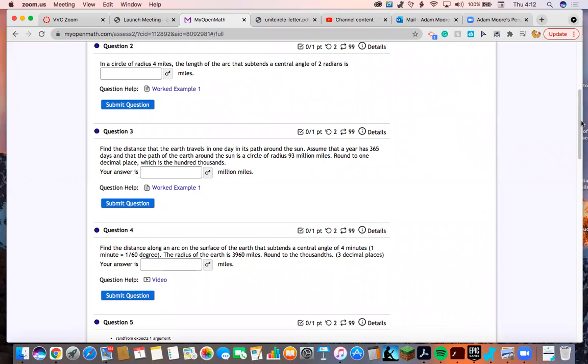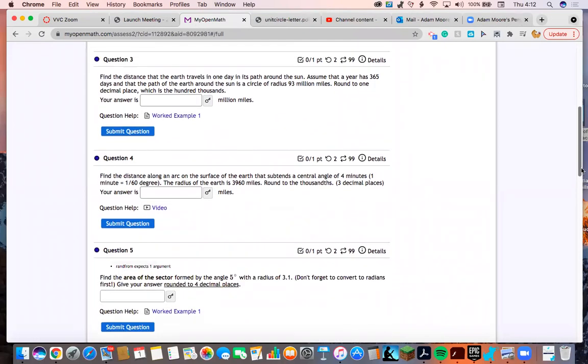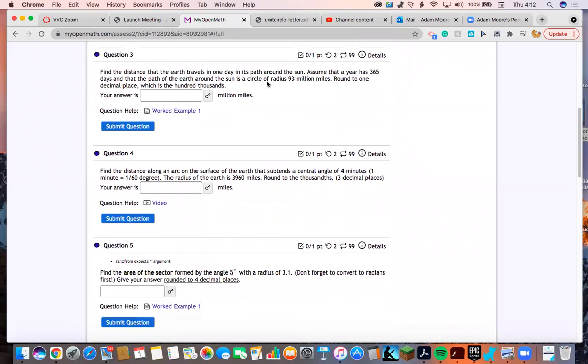let's see. Okay, on the next deal, Earth travels around. So here's the thing. They're saying the orbit of the Earth is 93 million miles. Find the distance that the Earth travels in one day in this path around the sun. Remember, they're saying assume a 365-day year. Don't worry about any part of a year, to add up to an eventual leap year kind of thing. Let's simplify it to 365 days.